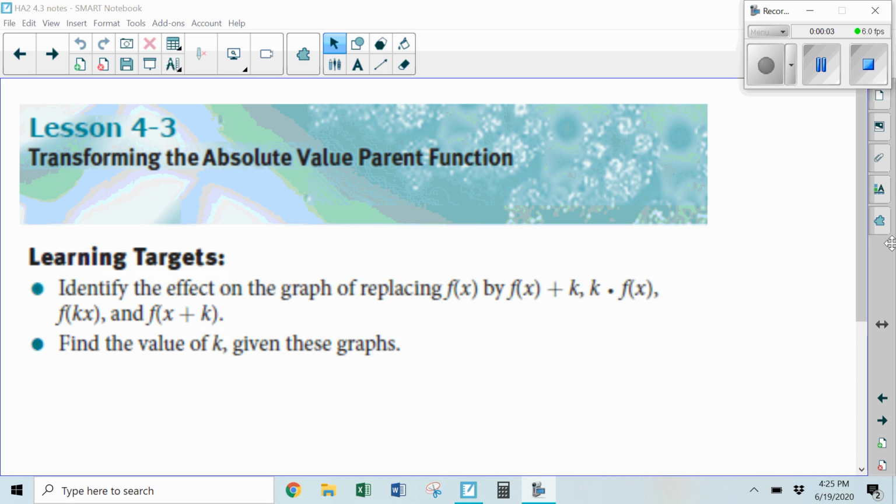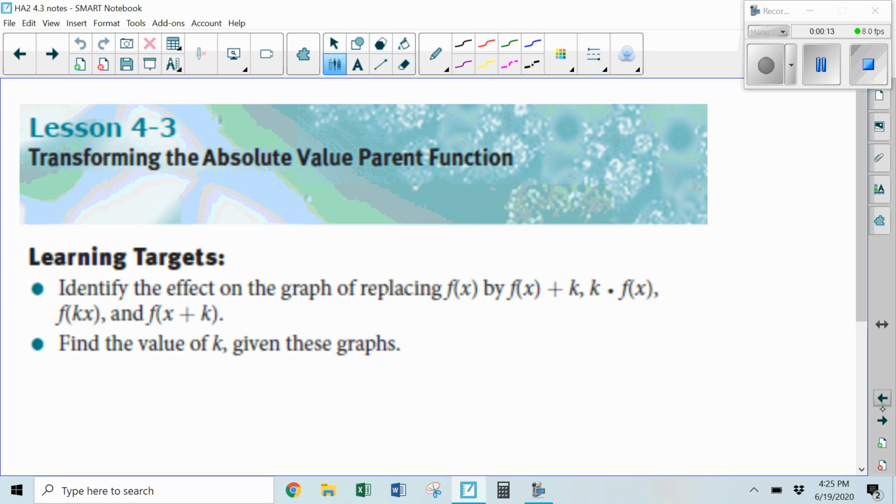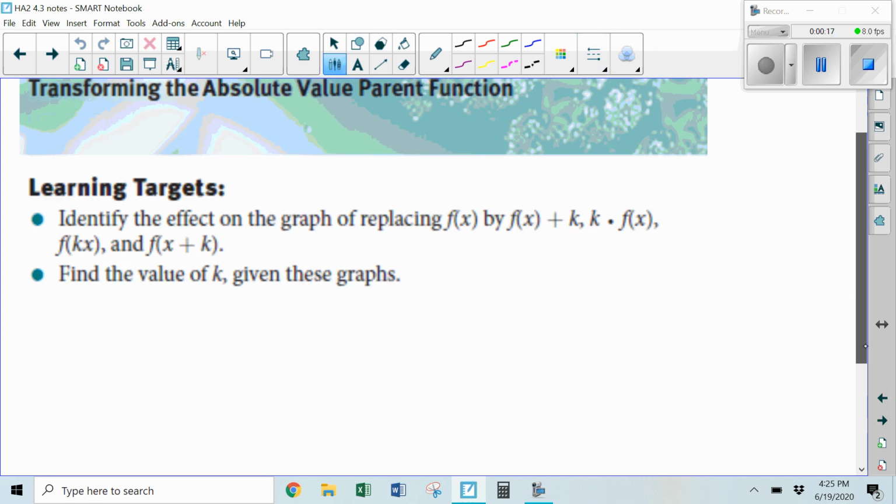Section 4.3 is nothing new. It is transforming the absolute value parent function, which we did the first couple days of school. So we're just going to go over it briefly, but you've already done it. So let's go ahead and flip to, actually, let me give you an overview real quick.